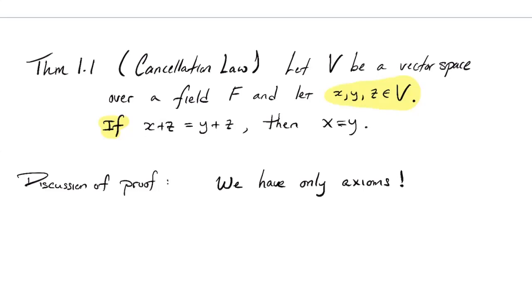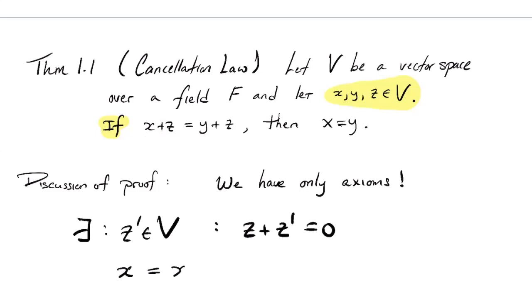So one of the axioms says that there's this thing called Z prime. Z prime exists. I'm going to use shorthand here in this little informal computation. So there exists some Z prime in V that when you add it to Z, you get the zero vector. Every Z has such a Z prime. I'm picking on Z because it's in both sides of this equation.